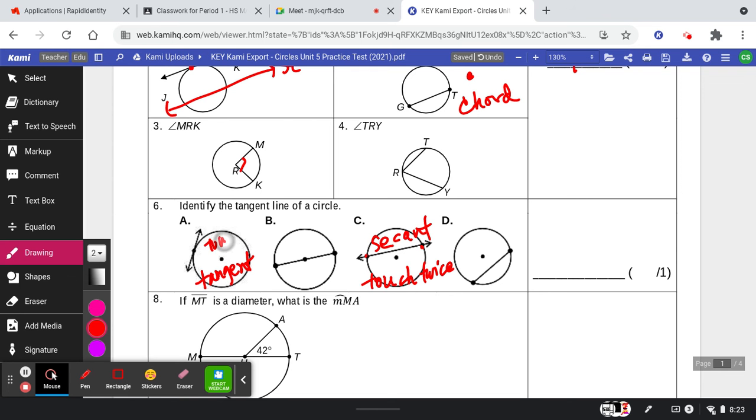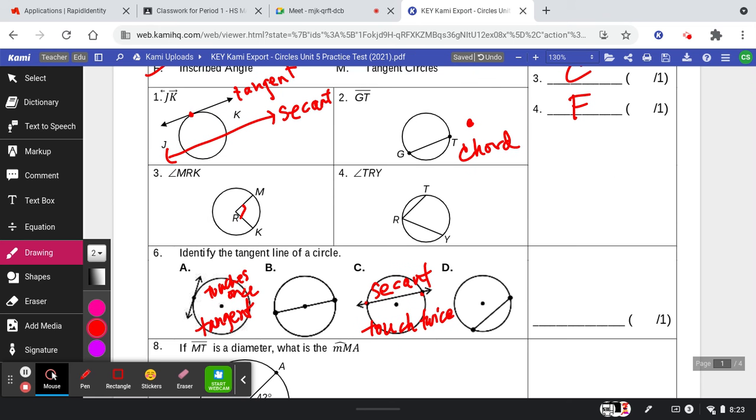Tangent touches once. Does that now make more sense, Chloe? You see that one? Now look back up at the top. Look at the tangent example from number one as well. And that's right there to refer to.